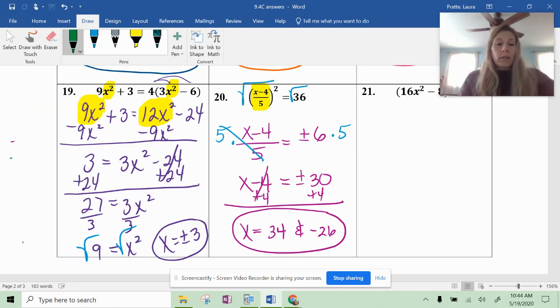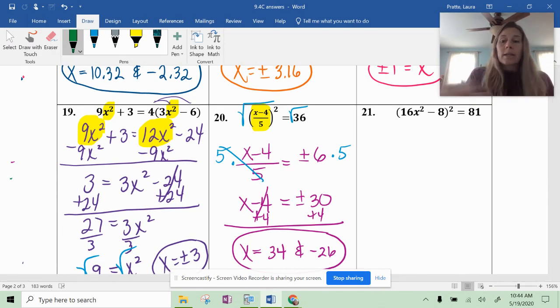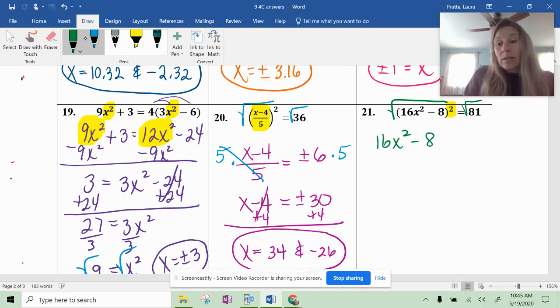And then finally, we have one more problem. Now notice this time our exponent is on the outside. So we want to get rid of that right away. So the first thing I'm going to do is square root. That gets rid of my parentheses and that little exponent on the outside. So now I have 16x squared minus 8 equals positive or negative 9, because the square root of 81 is 9. So now I'm going to add the 8.